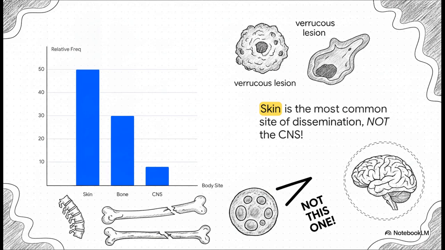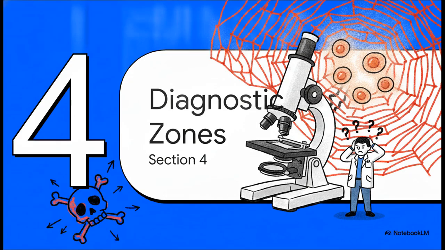Bone is the second most common, causing osteomyelitis. But here is the trap. The CNS is involved in less than 10% of cases and usually only in severe AIDS patients. Do not let test writers trick you into thinking the meninges are the primary dissemination site. That's coccidioides, not Blastomyces.